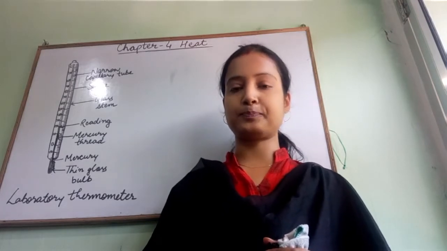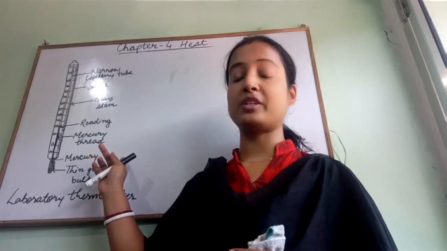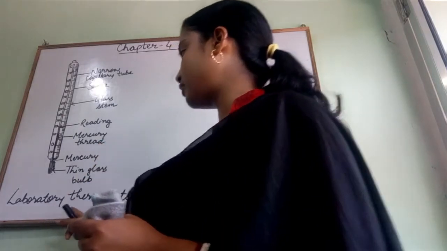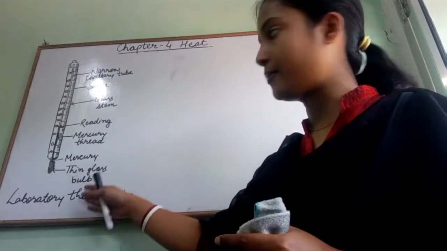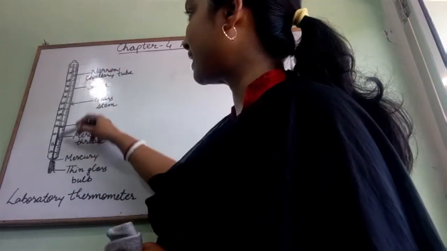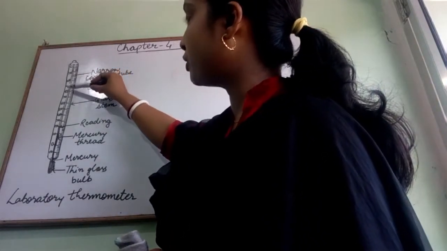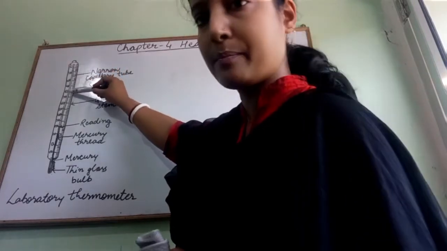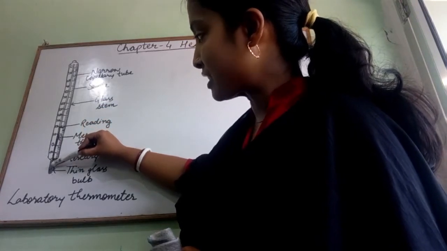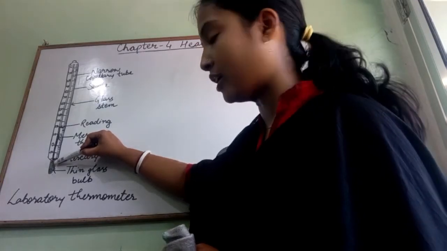So let's start with the laboratory thermometer. I will explain now what this thermometer consists of and how we should use the laboratory thermometer. So this one is the figure, around side is given. This is the laboratory thermometer. Okay, you can see a glass stem. This one is the glass stem of the laboratory thermometer, in which there is a narrow capillary tube. You can see a very narrow capillary tube in the middle, which is extended to the thin glass bulb. At the lower portion, you can see a very thin glass bulb.